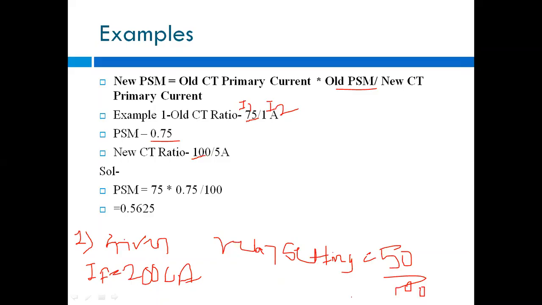So how to find this PSM? What is the formula to find PSM? Plug setting multiplier is fault current divided by pickup current. Pickup current means plug position into rated CT secondary current. We have the rated CT secondary current, but we don't have the plug position.